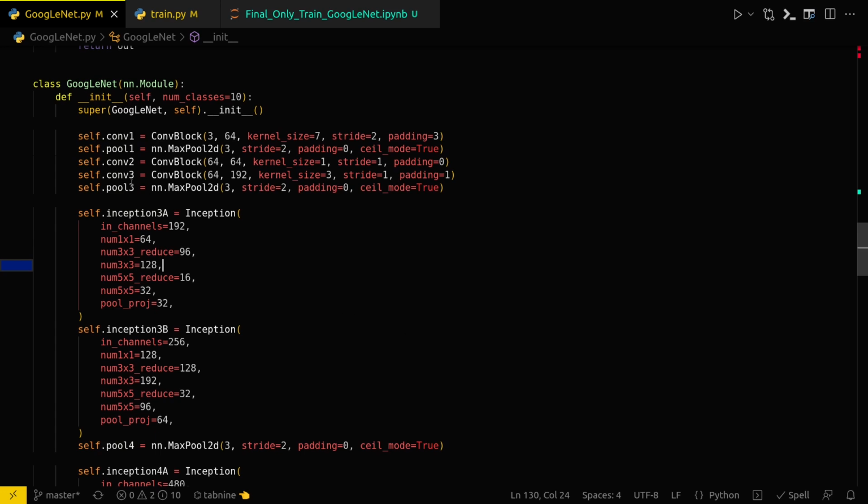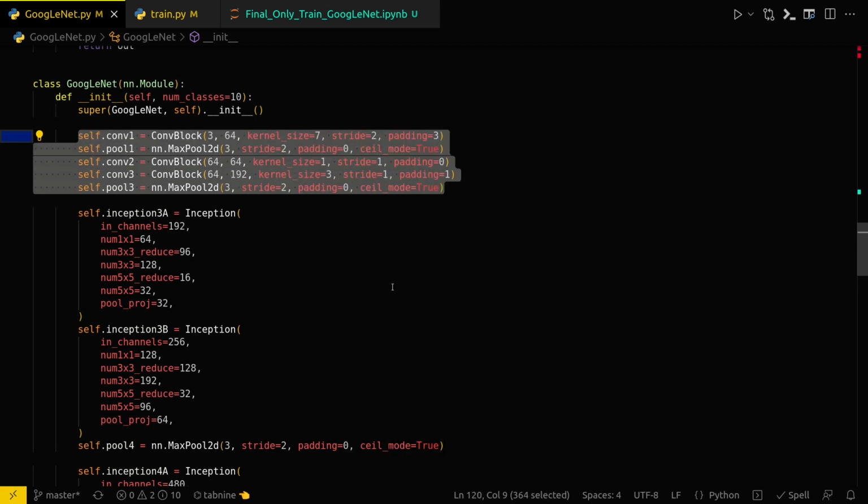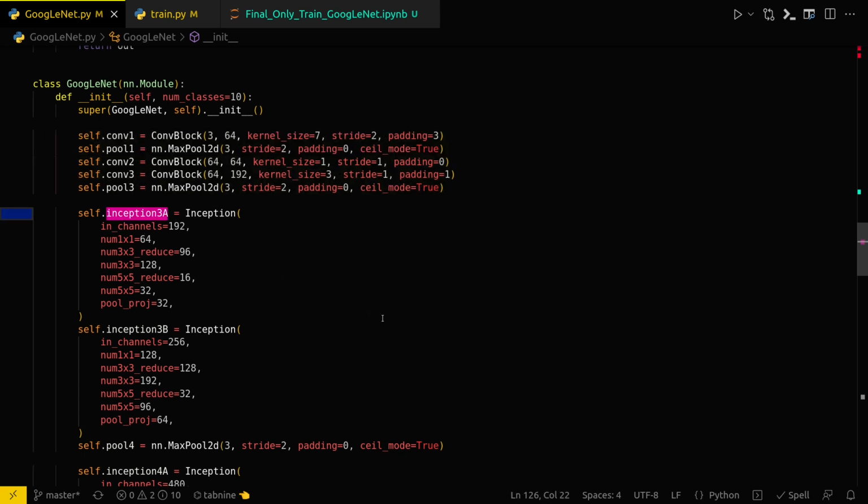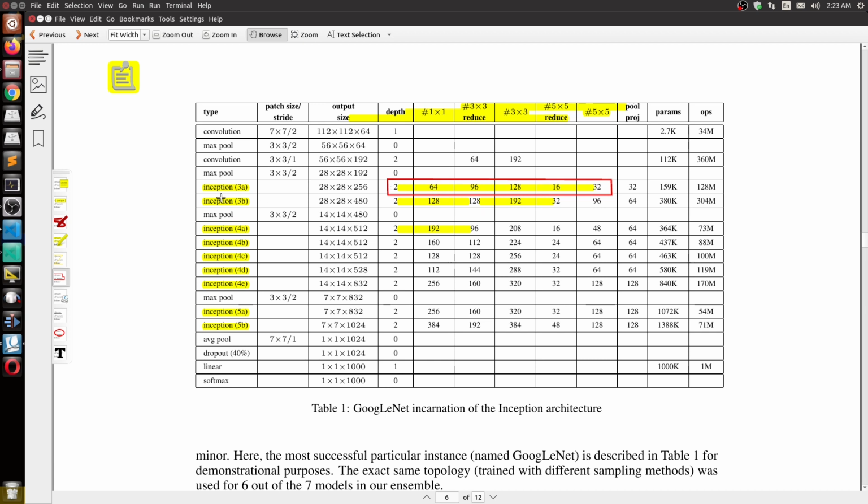Similarly, the next few layers, conv2, conv3, pool 3, pretty much complete the stem part of the layers. Then I have my first inception block, which is Inception 3A. For Inception 3A, if I go to the paper, this will be this layer. I have put a red border around the numbers, so quickly take note of these numbers.